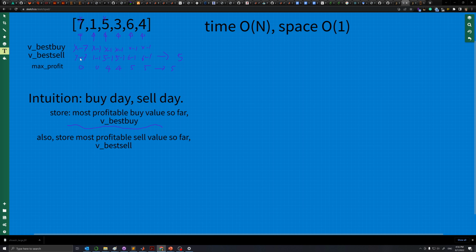So best sell. Right, because we're accumulating best sell with the largest, but then if it is like this, we cannot really use it. Best buy and best sell.